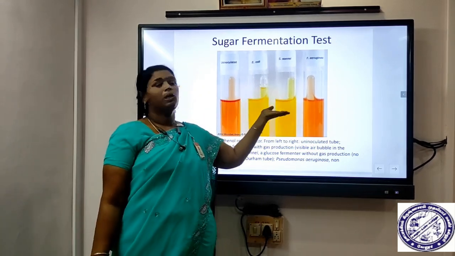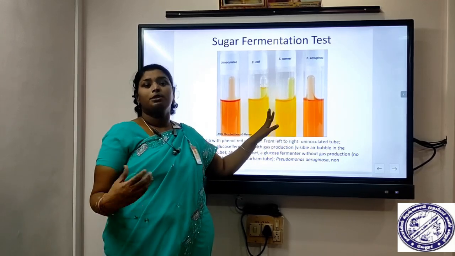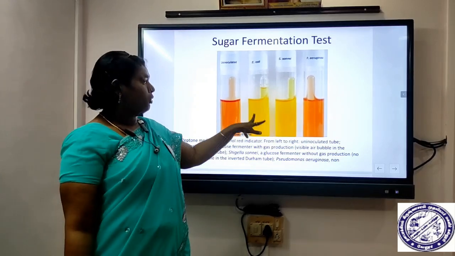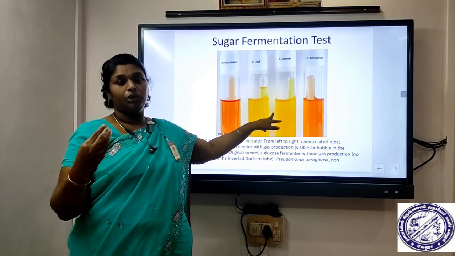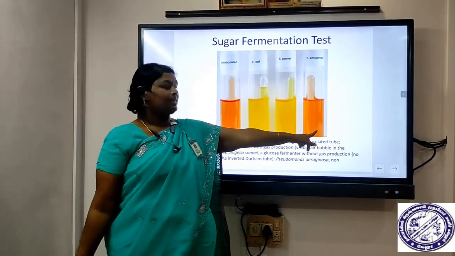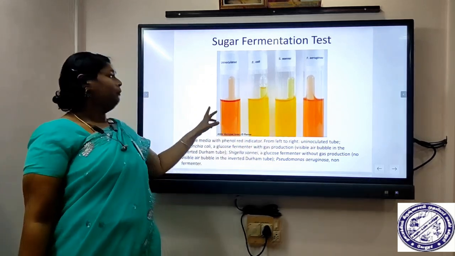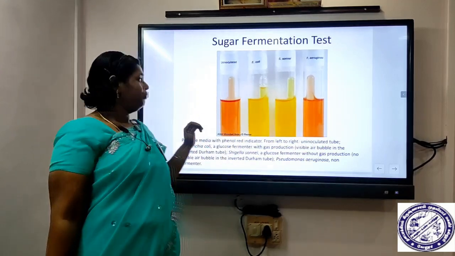Shigella sonnei does not produce the gas, so the color of the medium alone changed into yellow color, but no gas production or bubble formation is seen in the medium. So this is a positive reaction with gas production, and this is only a positive reaction due to the acid formation. And this is completely the negative reaction, so we can compare the tubes, the control tube and then the culture tubes.